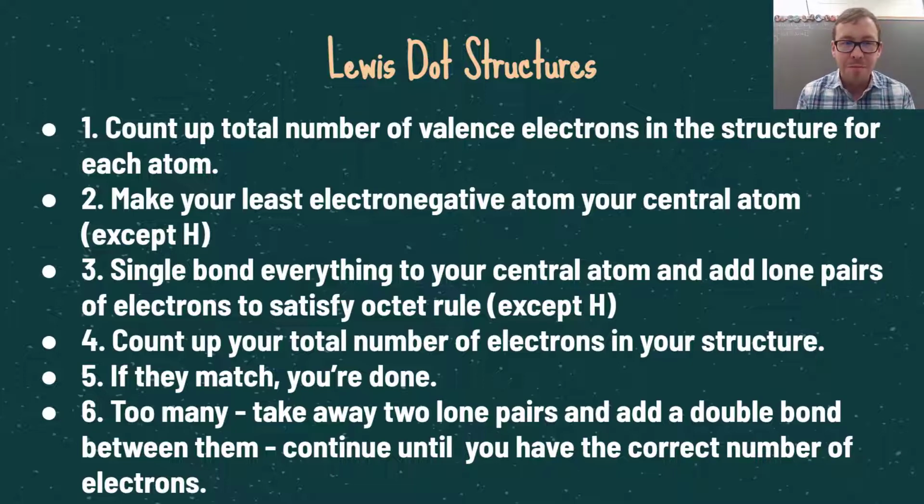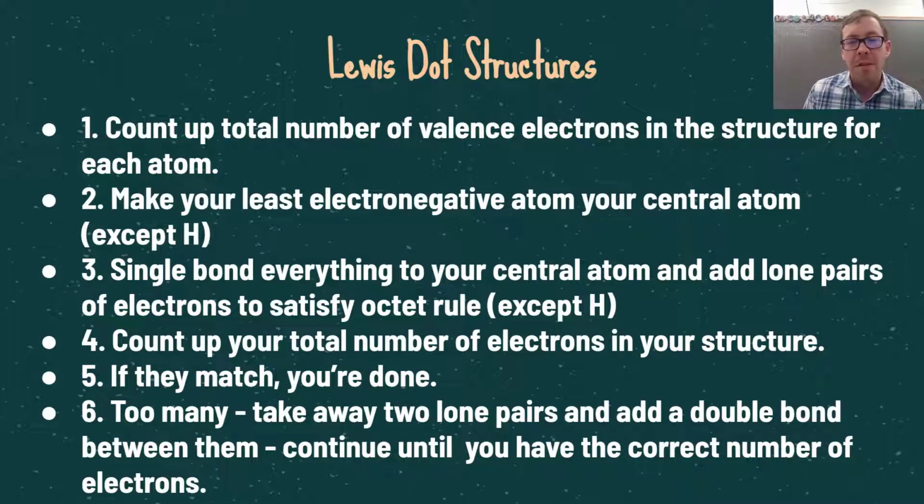Step number 2 is to make your least electronegative atom your central atom, except for hydrogen. Hydrogen doesn't typically exist as a central atom because it can only bond a maximum of 1 time. So our least electronegative atom, remember that electronegativity is highest up and to the right, and so we want to find that individual atom in our compound that is furthest away from fluorine.